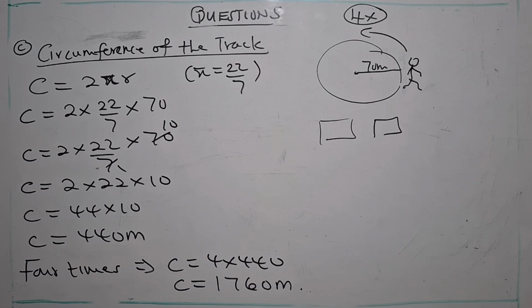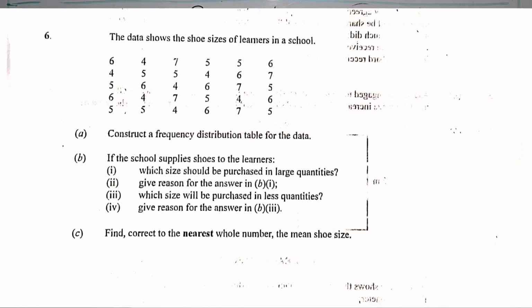Made it easy. Let's take the last question on this, question 6, which is on collecting and handling data. On the screen, the data shows the shoe size of learners in a school. The numbers are given. Construct a frequency table for your data. If a school supplies shoes to learners, which shoe size will be purchased in large quantities? Give reasons for your answer. Then which size will be purchased in less quantities? Give reasons for your answer. Find, correct to the nearest whole number, the mean shoe size.